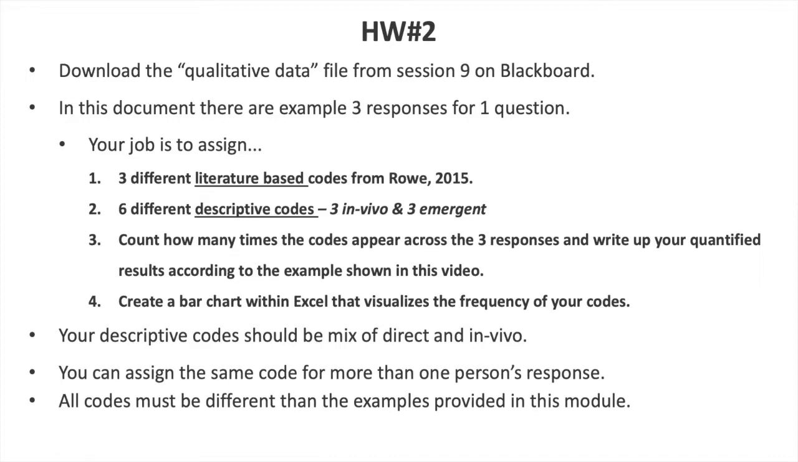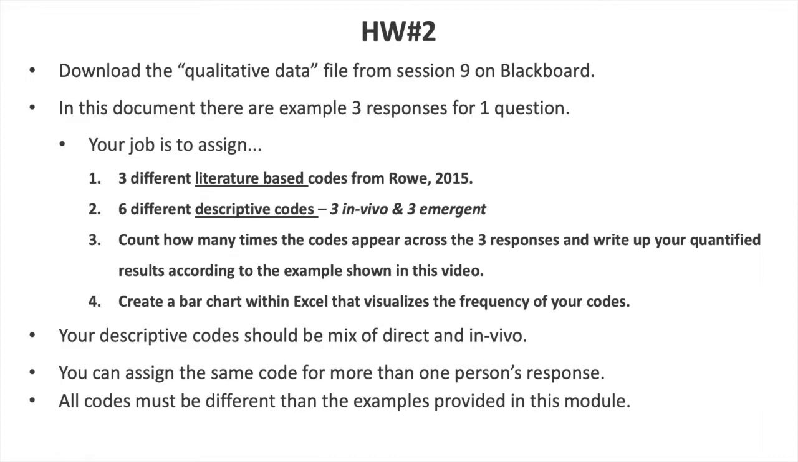This is example data that I've created for you for this homework. It's not real data. For 1 question, your job is to assign 3 different literature-based codes from the Roe 2015 article. So you need to open up Roe as you do this homework assignment. Look at the table that we first looked at when we were doing our literature analysis and read through those characteristics of the evidence-based predictors.